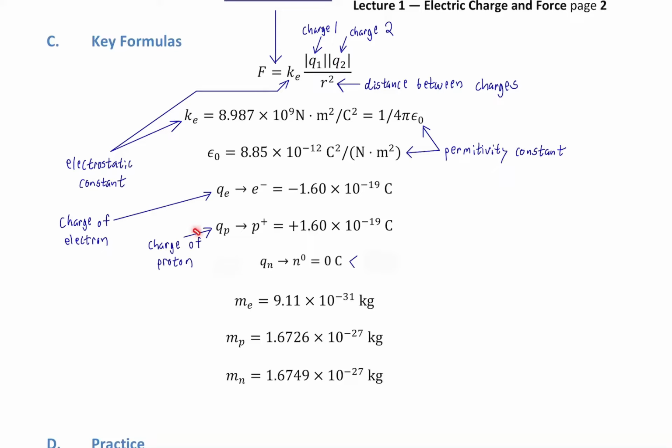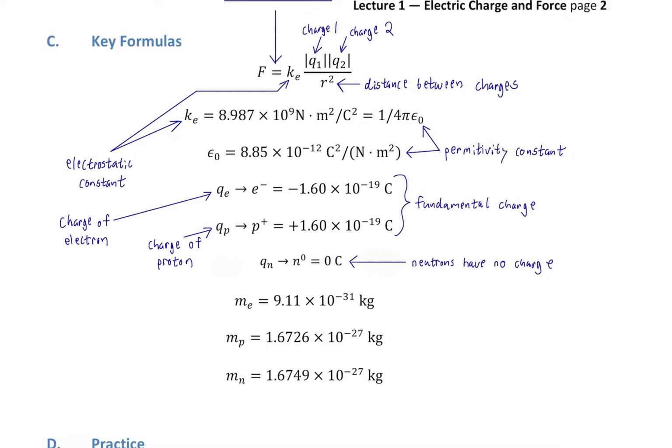Now the charge of the proton is exactly equal in magnitude, but it's positive instead of negative, okay? But the magnitudes are identical. And this amount of charge, 1.6 times 10 to the negative 19, is called the fundamental charge. It turns out that there's actually something called a quark that has 1/3 of that, but the name stuck. So we call it the fundamental charge, okay?